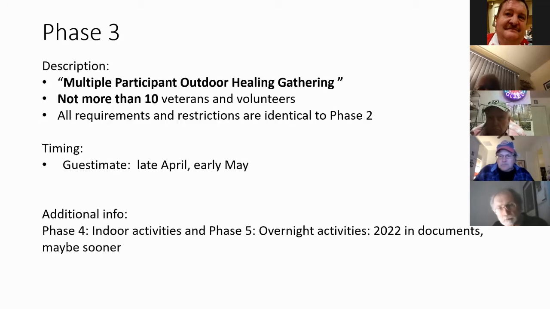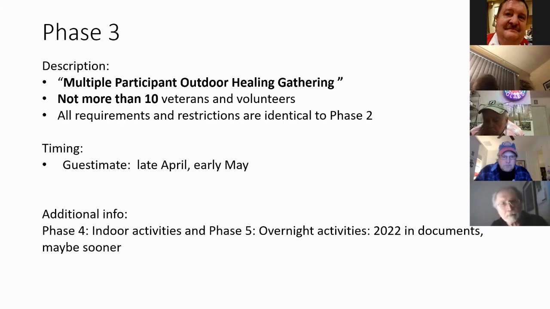And phase 3 is multiple participant outdoor healing gathering. And it is not more than 10 veterans and volunteers. That means the total of veterans and volunteers cannot exceed 10. Okay. Everything else that I just went over in the phase 2 implementation is identical in phase 3. Same requirements and restrictions apply in phase 3. I'm estimating that it'll be the end of April or the beginning of May when that starts.